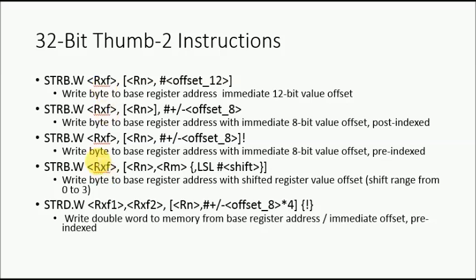Here the same thing occurs. This is the pre-indexed method. Again it is multiplied by 4, which means it is word aligned, 4-byte aligned. Then it is going to write the double word to the memory from the base register with the immediate offset, and it is pre-indexed. This is the pre-indexed one.